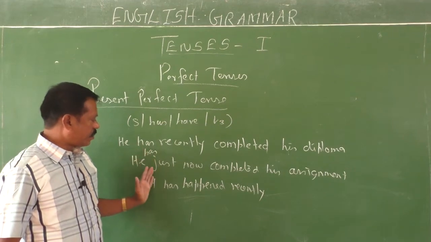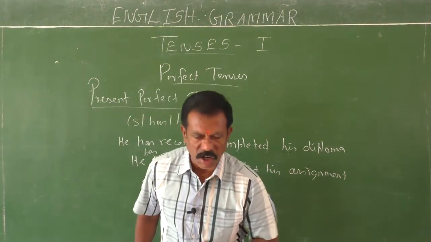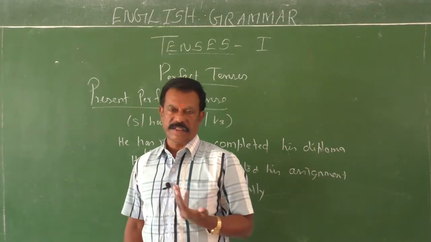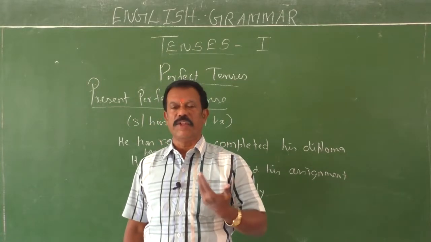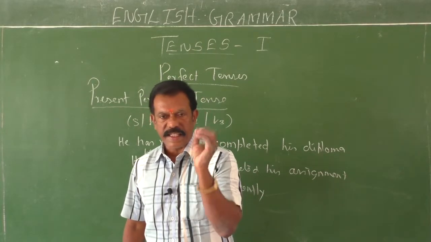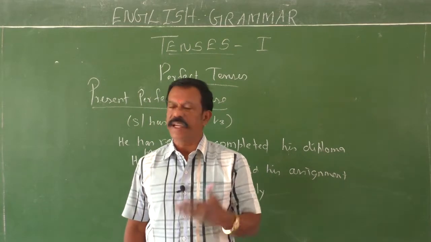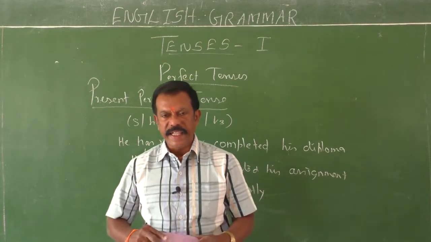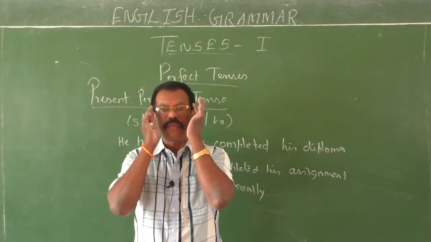And then just now, recently he has resigned his job. Recently he has done his project. Recently he has received his diploma certificate from the university. Just now he has completed his theory class. Just now I have completed my video class. You can say like that. So when you want to refer to a recently completed action, there you can use present perfect tenses.